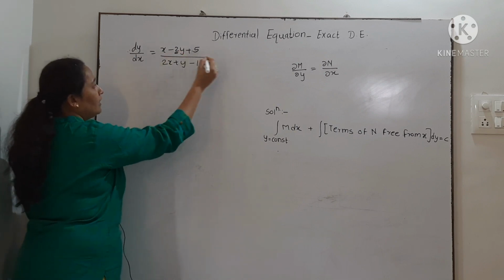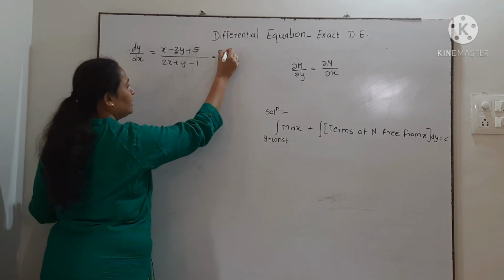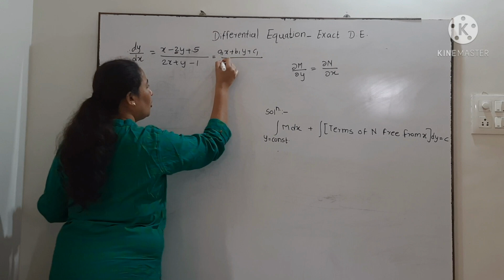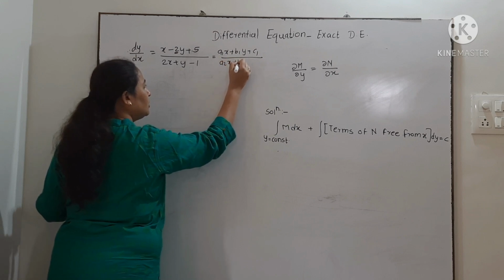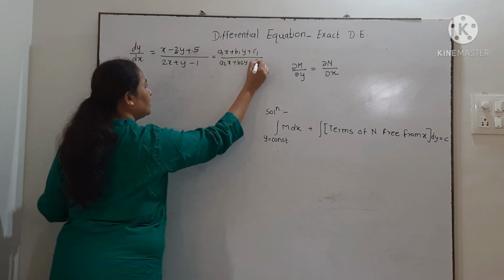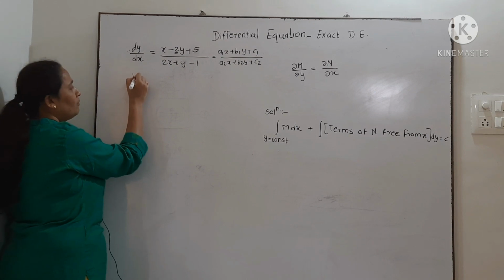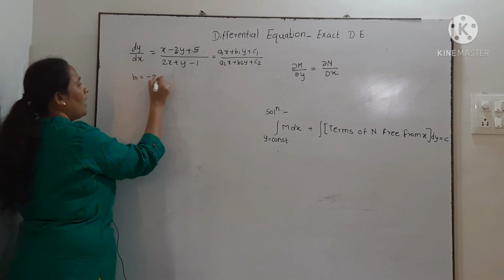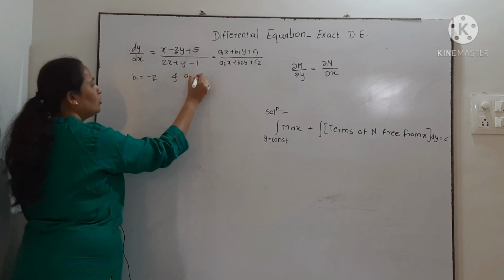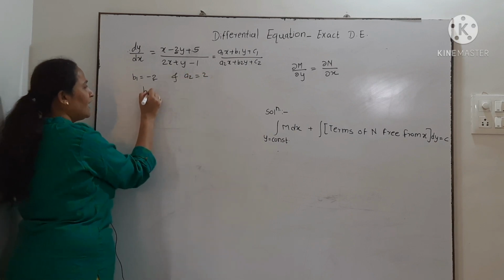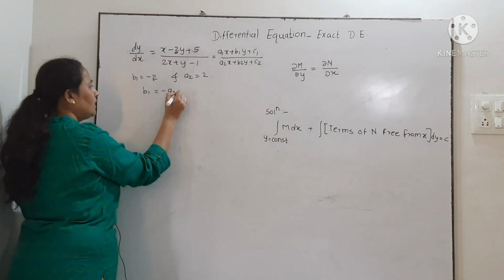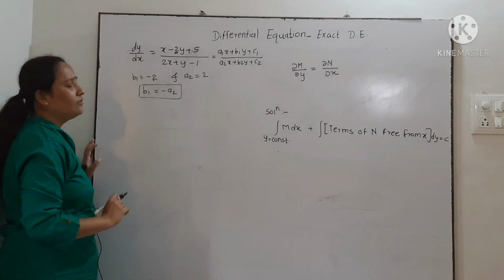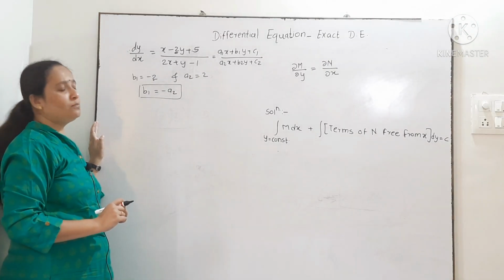What is the value of b1? If I compare this with (a1x plus b1y plus c1) upon (a2x plus b2y plus c2), the value of b1 is equal to minus 2 and a2 is equal to 2. So we can say that b1 is equal to minus of a2. This condition is satisfied. Therefore, we will convert this in the form of M dx plus N dy.